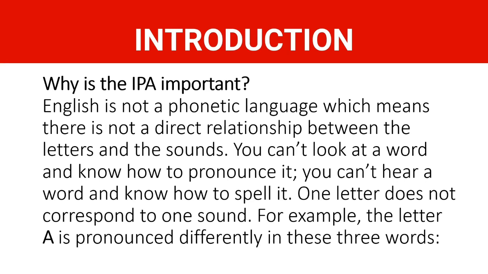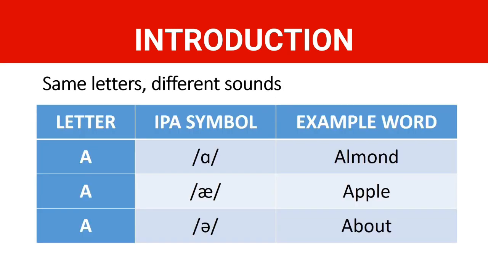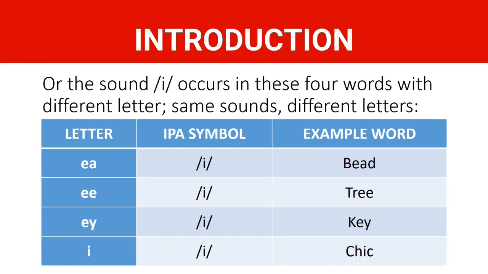For example, the letter A is pronounced differently in these three words. The letter A can be pronounced like ah, like in almond, a, like in apple, and uh, like in about. We have three different sounds for the same letter. Or the sound E occurs in these four words with different letters. We have same sounds, different letters.